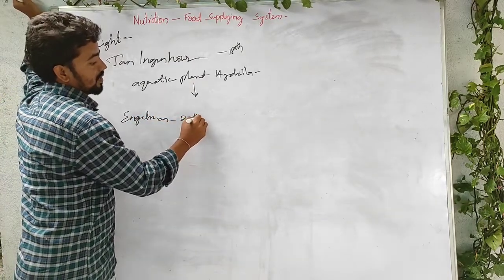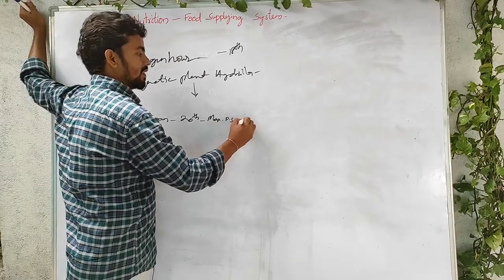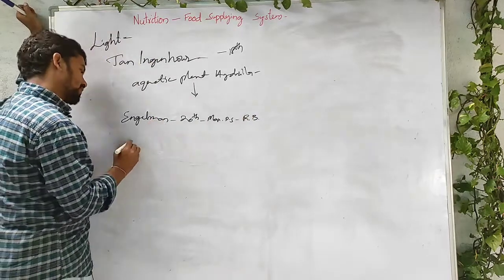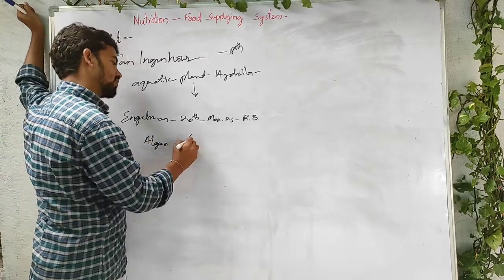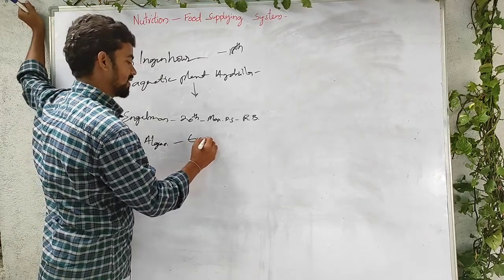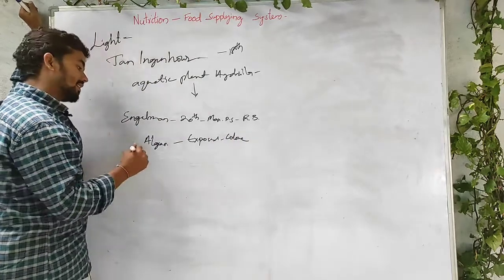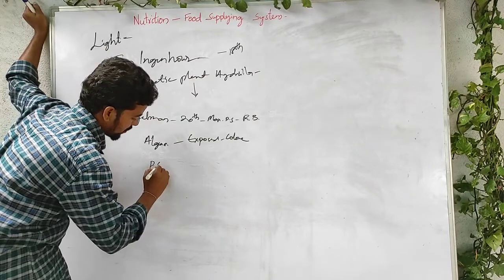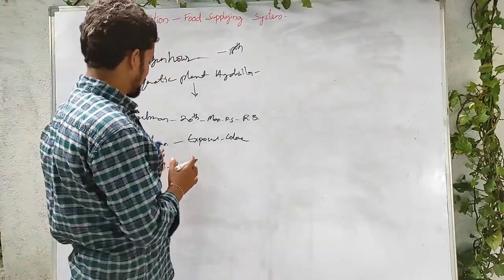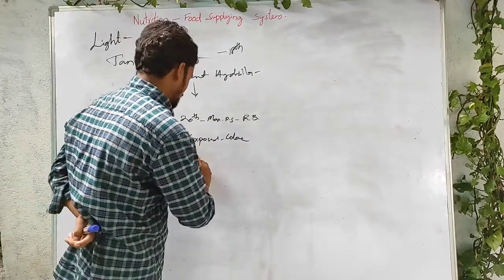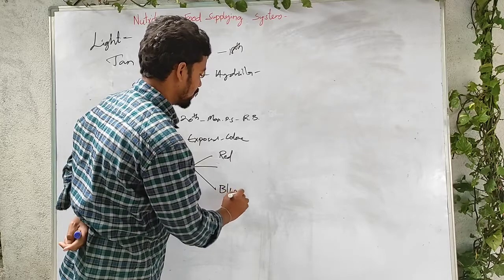Engelmann found that the maximum rate of photosynthesis occurs in red and blue light. He conducted experiments on algae, exposing the algae to different colors of light. Later he conducted an experiment on photosensitive bacteria and illuminated them with different colors. When he exposed the bacteria to the various colors, the bacteria crowded around red and blue light only.